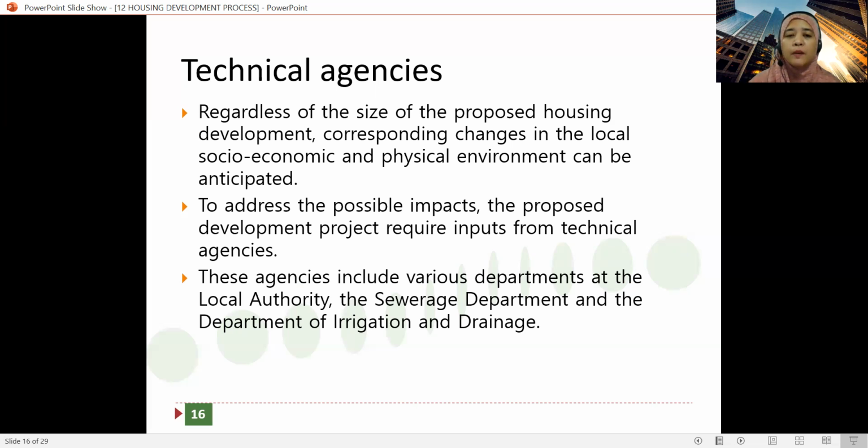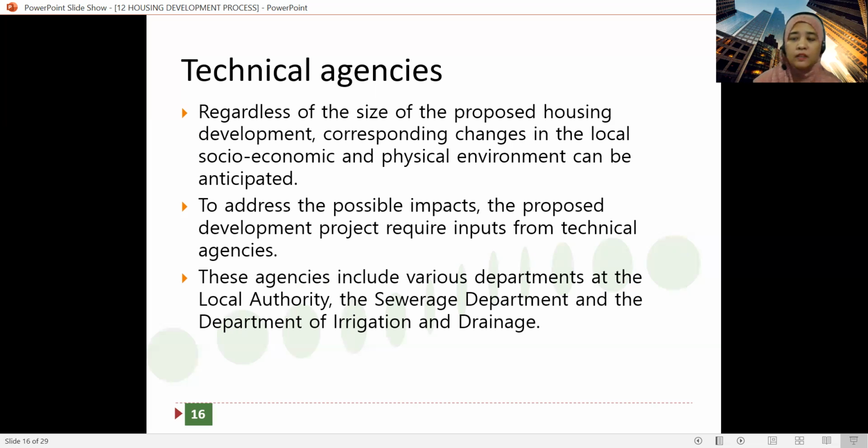And to address the possible impacts, the proposed development project requires inputs from technical agencies. Doesn't this remind you of last week's lecture, the EIA one, to address possible impacts, potential impacts, EIA. Certain housing developments require EIA. So housing developments above 50 hectares require EIA, it is compulsory. EIA must be done first to predict what kind of impacts on the environment and also to propose mitigation measures to these anticipated impacts on the environment.